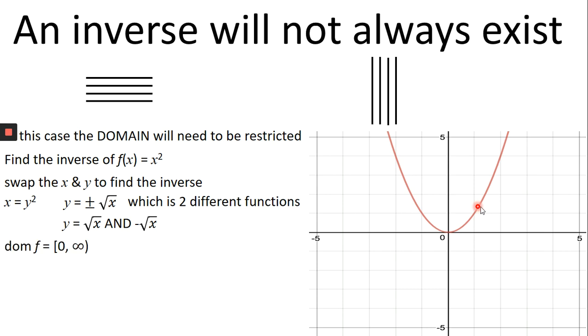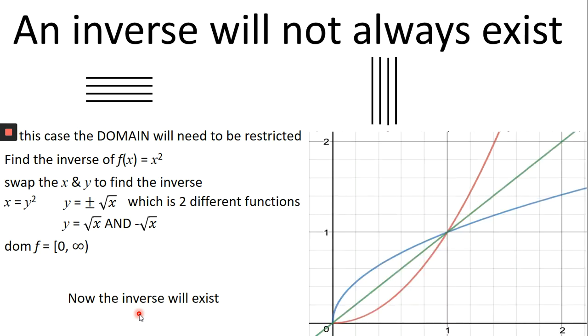So the domain has to be, we have to restrict the domain, so it only goes from 0 to infinity. So once we've done that, the inverse will exist. So this is similar to the example that we just did, but working the other way around. In the previous example, the inverse function was a parabola, which we needed to restrict. Here, the original function is a parabola, so we need to restrict that before we can work out the inverse.